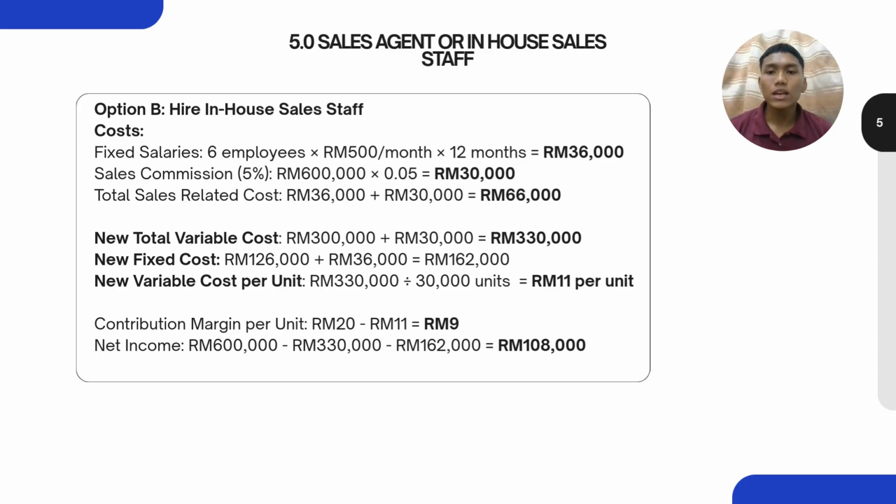Now for the costs, the new total variable cost will be 303,000 ringgit. The new total fixed cost will be 162,000 ringgit. The variable cost per unit becomes 11 ringgit per unit, so the contribution margin per unit increases to 9 ringgit. Finally, the net income is 108,000 ringgit. So under option B, the company earns 108,000 ringgit, which is double the profit of option A.